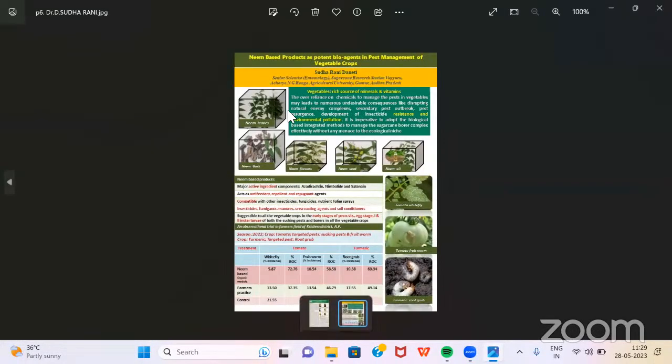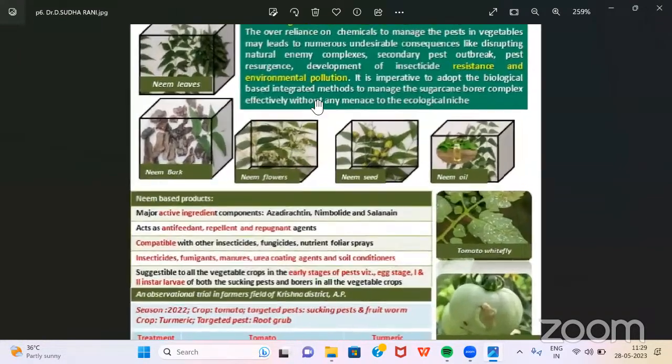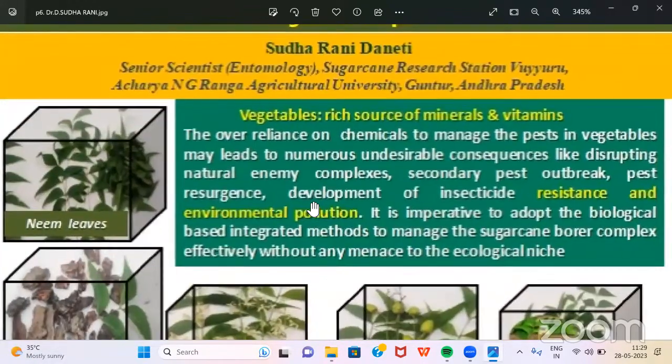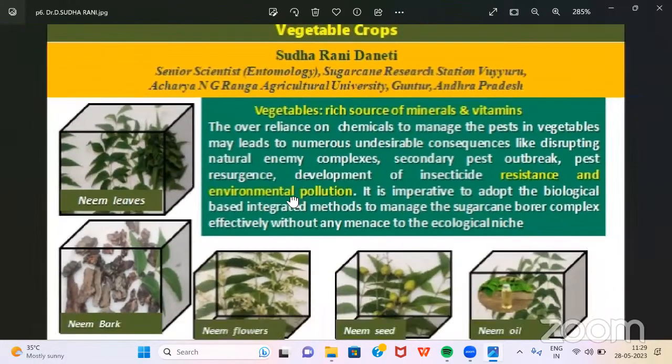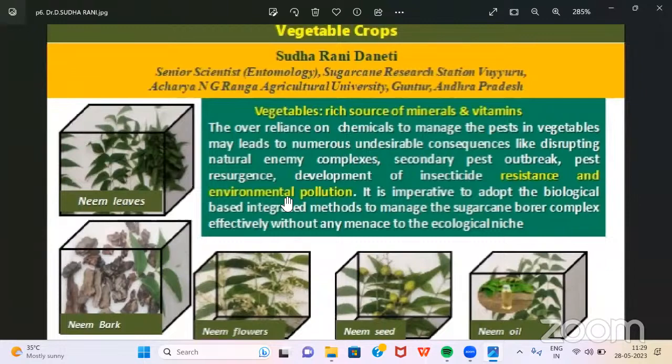Meanwhile, a very good morning to one and all, respected chairman, co-chairman, and the organizing committee members. I am Dr. Sudharani, working as a senior scientist, entomology, in Acharya N.G. Ranga Agricultural University. Here I am sharing a small research we have conducted along with the RBK DRC team in many farmer fields. The major objective of our study is how best neem-based products can be used as potent bioagents in pest management of vegetable crops.